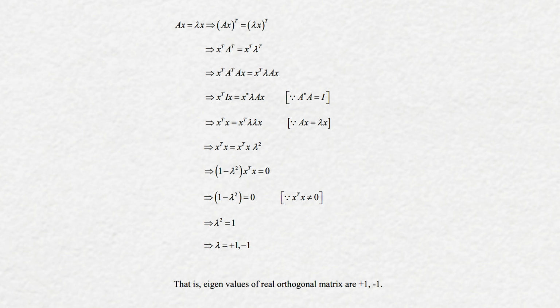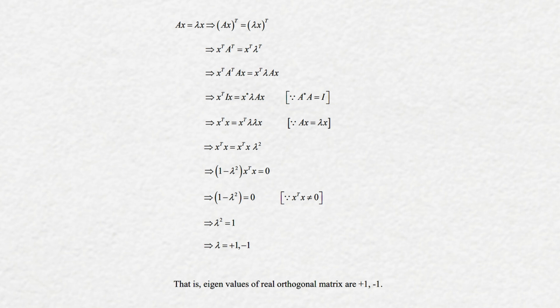What I have made here? I have post multiplied by Ax. Now, instead of A transpose A, you can apply I. Therefore, x transpose Ix equals x transpose. Instead of x transpose, I can supply again here x transpose lambda Ax.